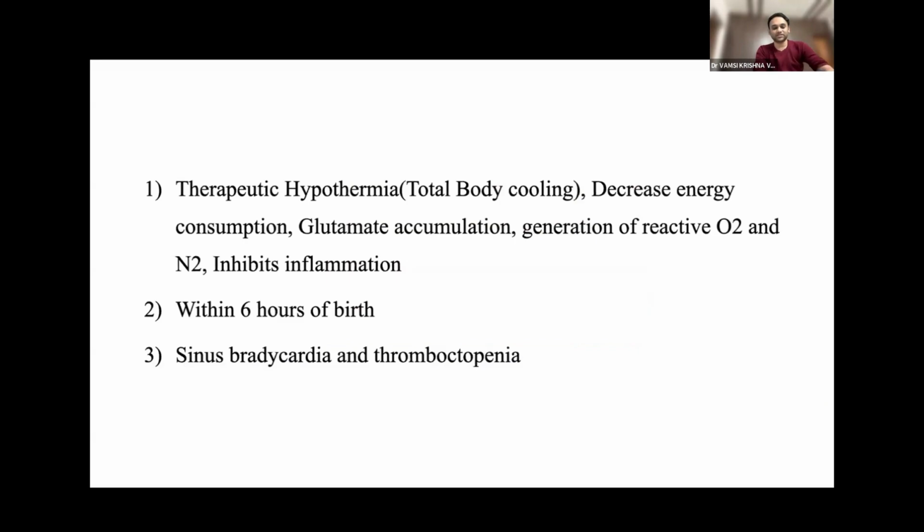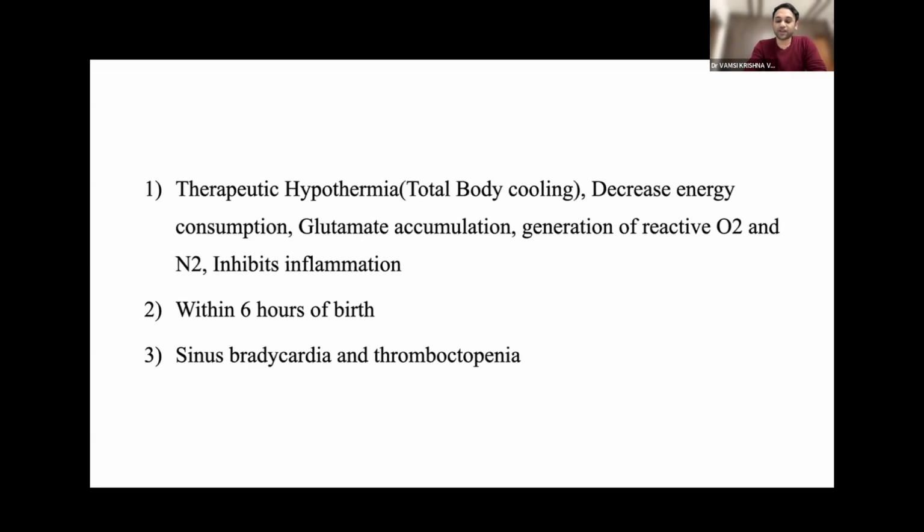Usually we start within the first 6 hours, because when the baby has had perinatal asphyxia, due to impairment of oxidation, the ion transporters get affected. So in the first 6 hours of life, the majority of the injury is caused by the accumulation of sodium. The swelling of the cells will happen and necrosis will happen.